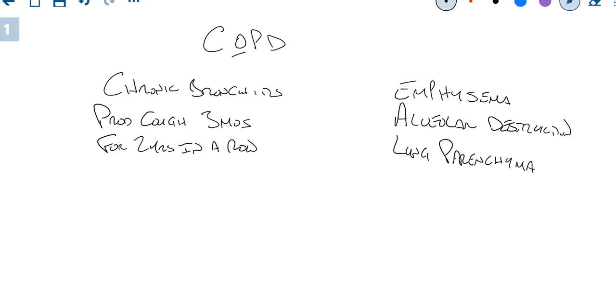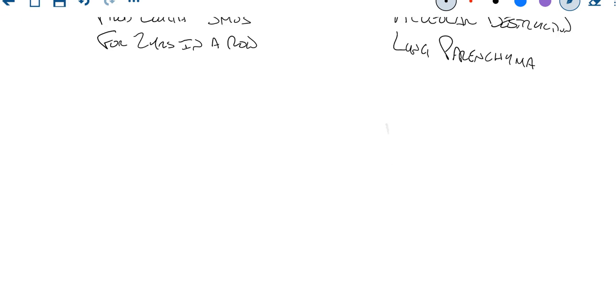Let's talk a little bit about the pathophysiology of COPD. So when we're talking about COPD and pathophysiology, the majority of it is going to be caused by smoking. In fact, I would say 99%, although I wouldn't.